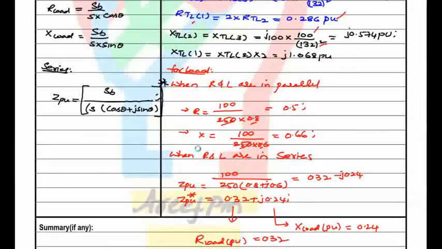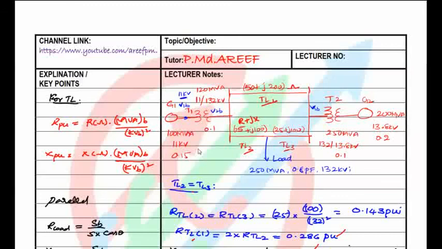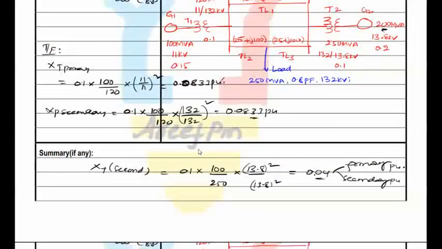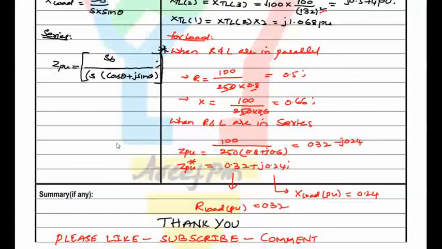Similarly you can find Z per unit based on the formula. Z per unit is equal to S base divided by S into cos theta plus j sin theta. In the given problem, cos theta is 0.8, sin theta is 0.6, S base is 100, and S is 250. So here Z per unit is the complex conjugate of these values, which is 0.32 plus j0.24. All are in per unit values. So from this, R load per unit is 0.32 and X load is 0.24.